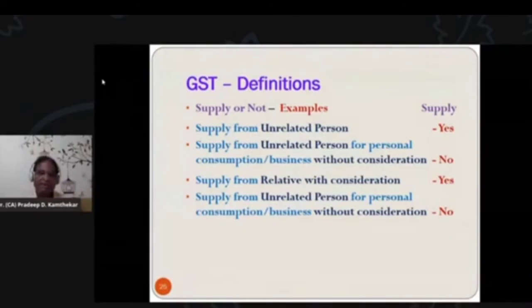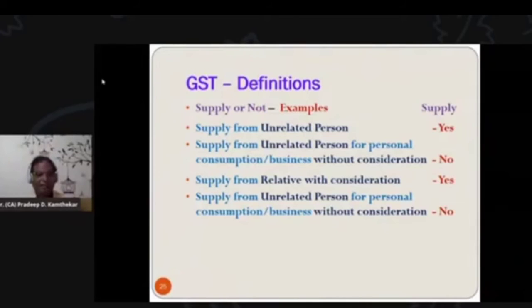GST authorities are going to treat this transaction as a supply, because when you are giving it to a third party, there is no natural love and affection, there is no free will, because nobody who is having a sound mind, जिसको हम कहते हैं कि जिसका दिमाग ठिकाने पे है, जो पागल नहीं है, वो कभी भी ऐसा ट्रांजैक्शन करेगा नहीं.